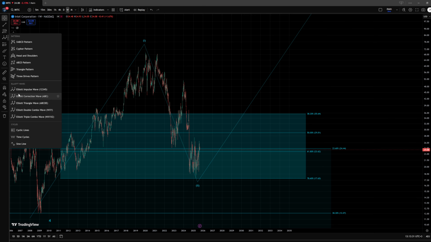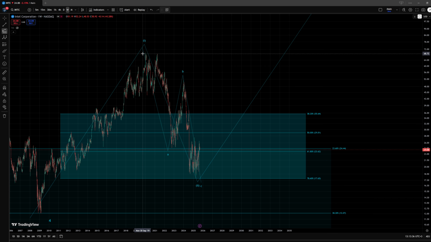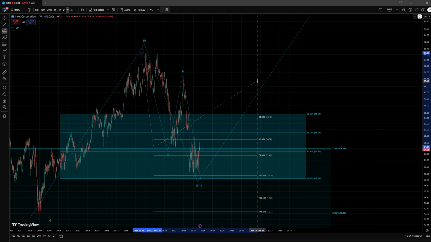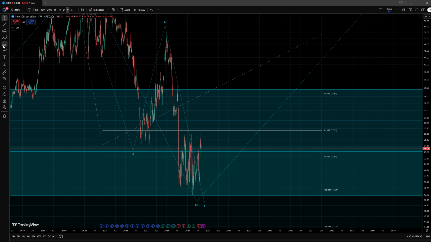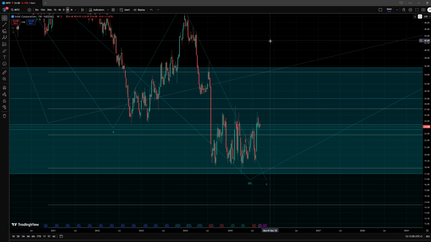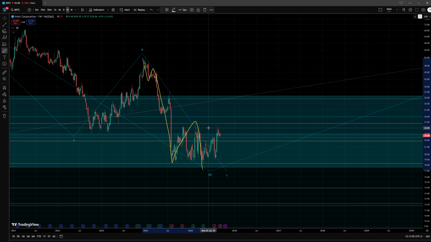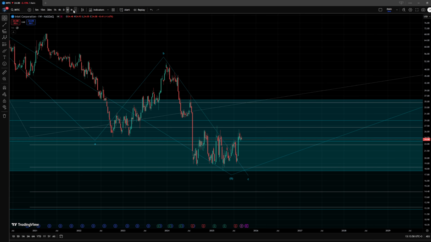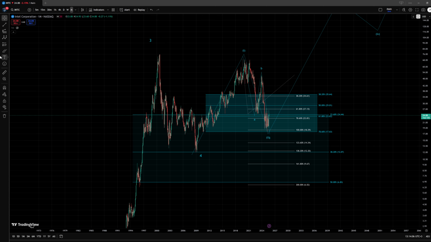this wave 2. And if I were to label this as an ABC structure, I would be quite happy with the way it turned out, where we reached the ideal target for a wave C extension at the 100% extension. Additionally, within the wave C, we have a 5-wave move to the downside. Let me get a little bit closer to see it more clearly. But a 5-wave move to the downside within the wave C. And also, in the larger structure here, the wave 4 also retraced to the ideal retracement for the wave 4 at the 38.2% retracement.